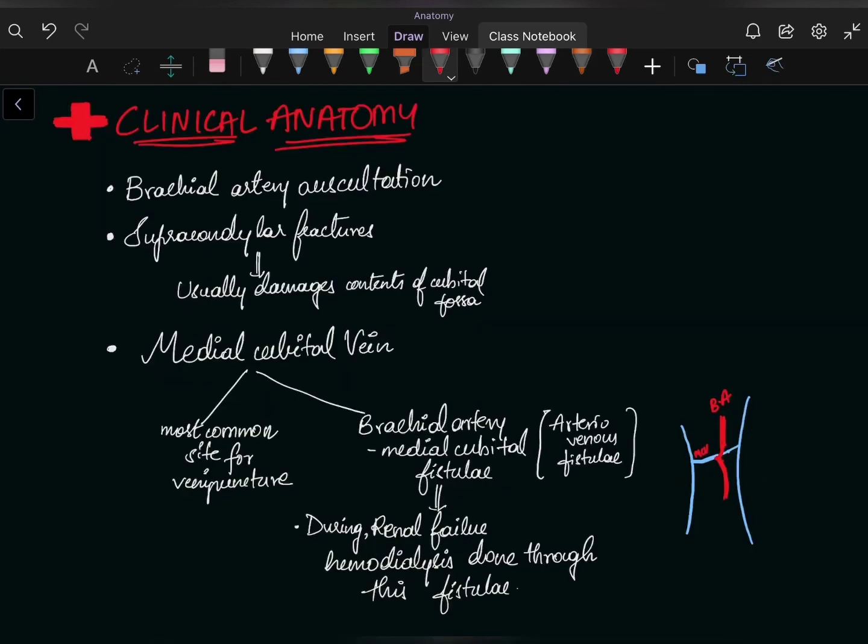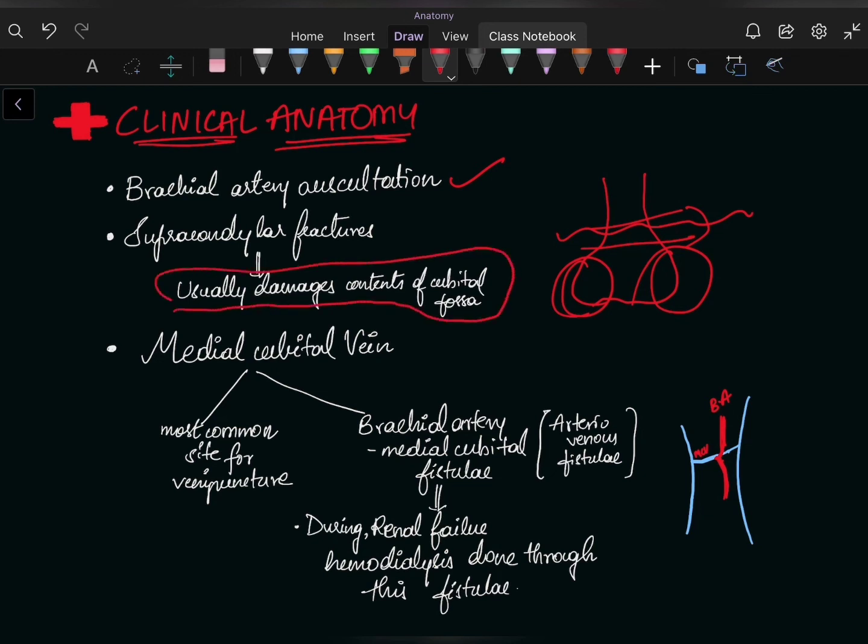Now let's talk about the clinical anatomy related to the cubital fossa. First of all, brachial artery pulsation and auscultation. We can auscultate the brachial artery pulse in the cubital fossa, since the brachial artery is a content of it. Now the second thing, supracondylar fractures. This is the humerus, lateral epicondyle, medial epicondyle. The area above these condyles is called the supracondylar area, and any fracture at this point is called a supracondylar fracture. If there is a fracture there, there is a high probability that it damages the contents of the cubital fossa.